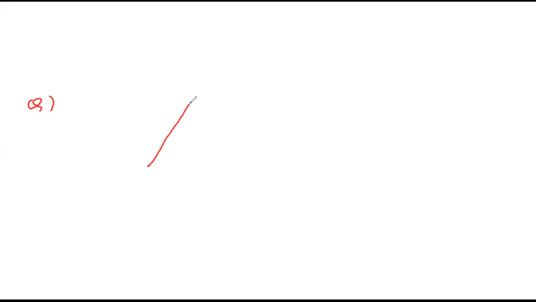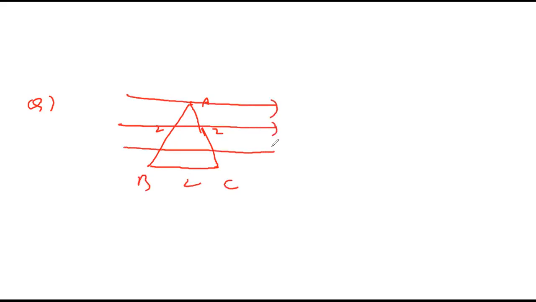This is a triangle ABC of side 2 meter each. Here we have electric field E, which is 10 volt per meter. Find VA minus VB and VB minus VC.